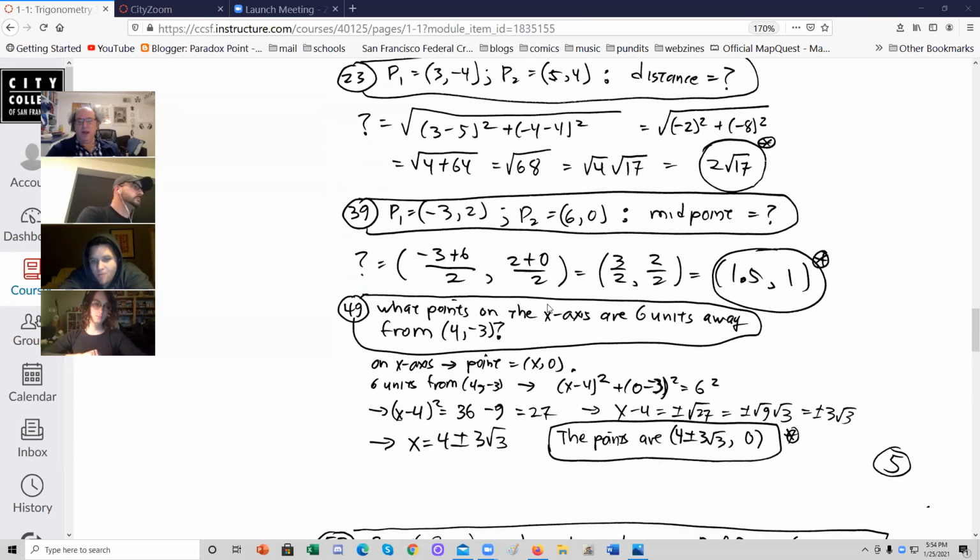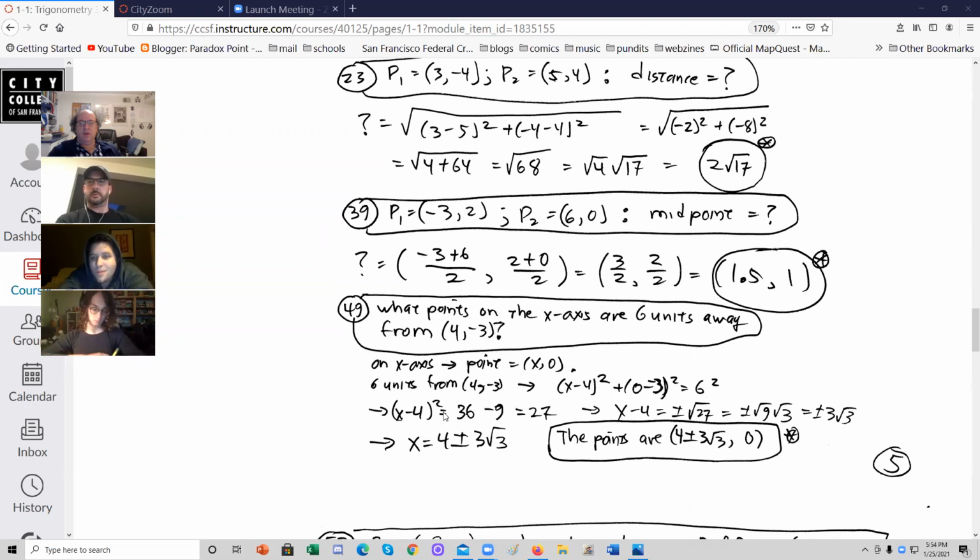What points on the x-axis, this question asks, are 6 units away from 4 by -3? Okay, first, a point on the x-axis has coordinates x by 0. So what we need is a number x. This x by 0 point is 6 units away from 4 by -3. So x minus 4, square that. 0 minus -3, square that. The sum is 6 squared.